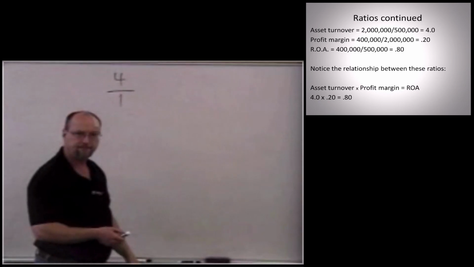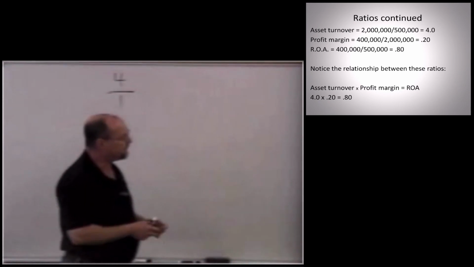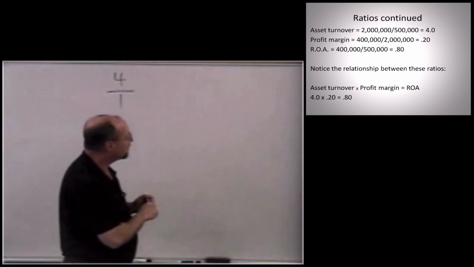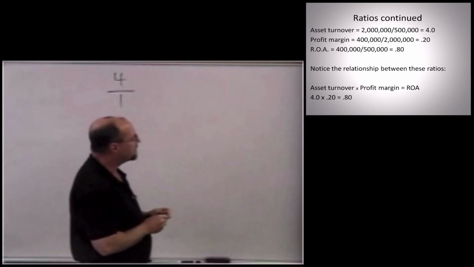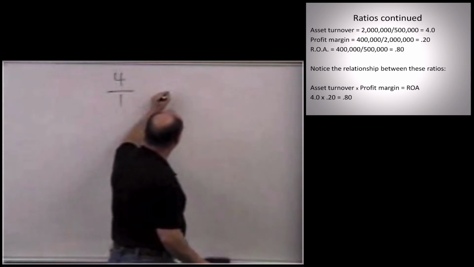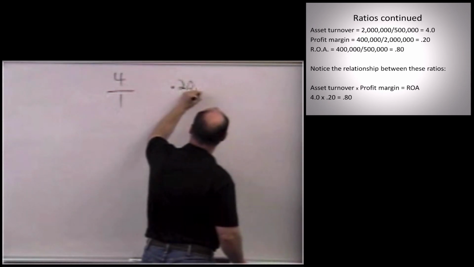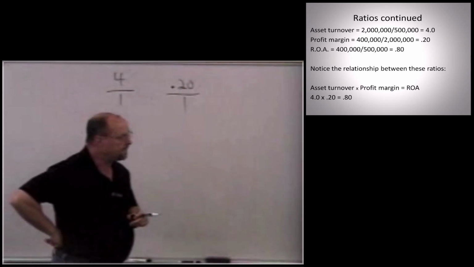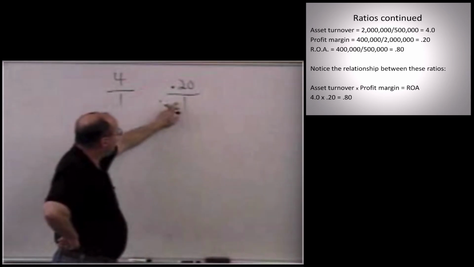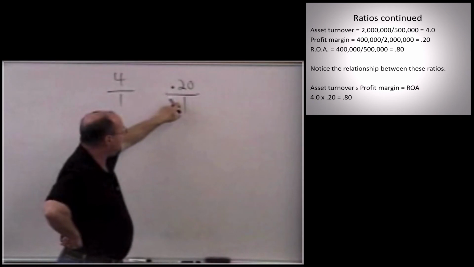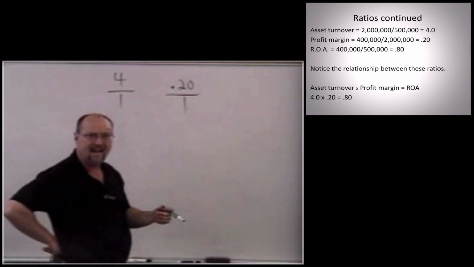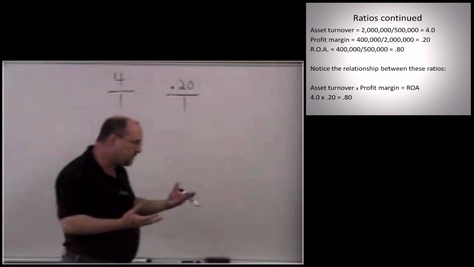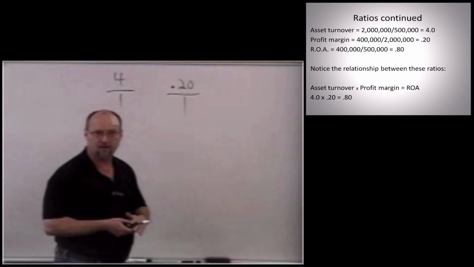Profit margin, which we've previously seen, is net income divided by net sales. Okay? So in this case, 400,000 divided by 2 million is 0.2, or 20% over 1. And what this is saying is for each $1 in sales or revenue, how much profit do we keep after tax at the end of the year? What goes into our pocket? And so this is a profitability ratio.